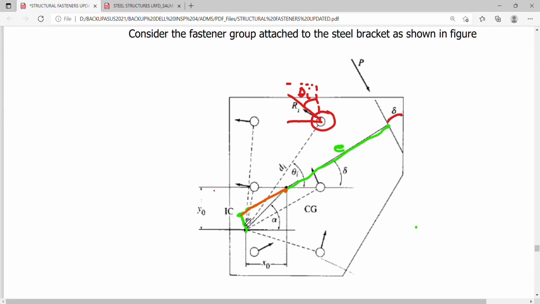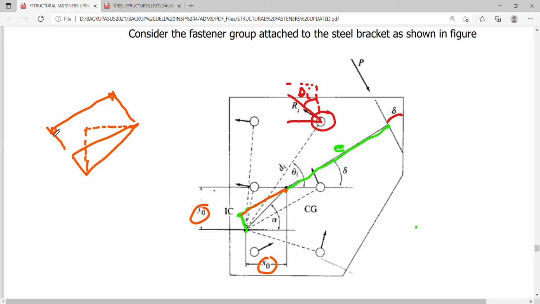Okay, so while noting that your XO and YOs are the reference distances from the center of gravity to the instantaneous center, we take note that if we look into this triangle formed and project, okay, this distance here, okay, so our target is to determine now this total distance to be added to the value of E to complete your moment arm for P.